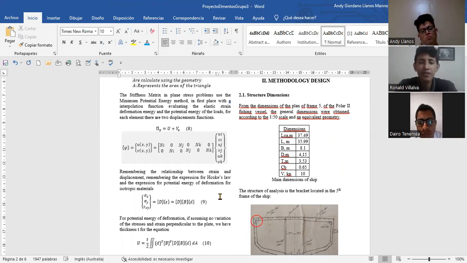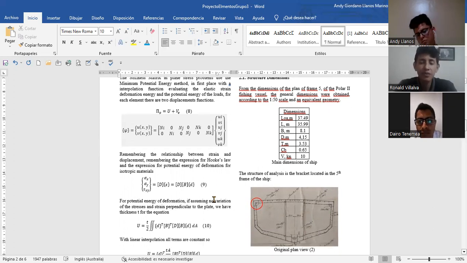So for the methodology design, we have the structure dimensions. For this problem, we're going to use a fishing vessel with the following dimensions: length of 35 meters, a beam of 8.1 meters, a depth of 4.50 meters, a draft of 3.53 meters, and a block coefficient of 0.65. The velocity was approximated using information from the web for vessels with similar characteristics.